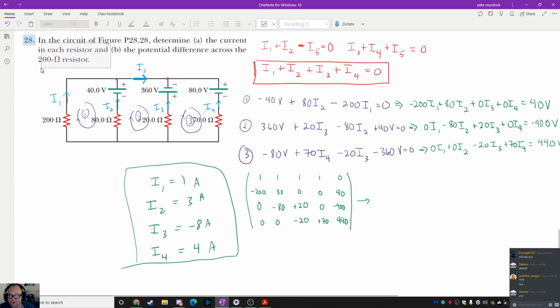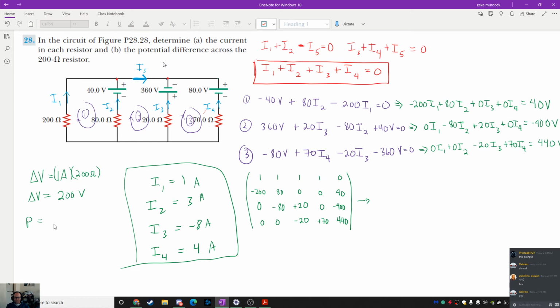The other question was to find the potential difference across the 200-ohm resistor. Well, that's pretty easy, because the current there is I1, so delta V is just equal to I1, which is 1 amp, times 200 ohms, which is 200 volts. We could also find the power dissipated by the 80 ohm resistor.